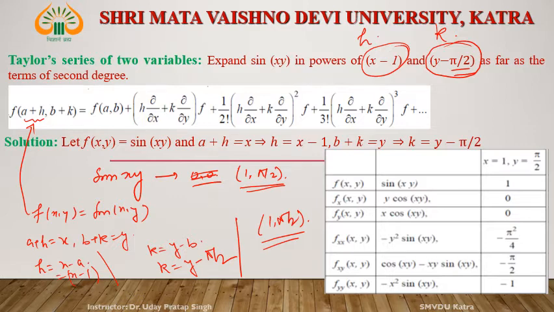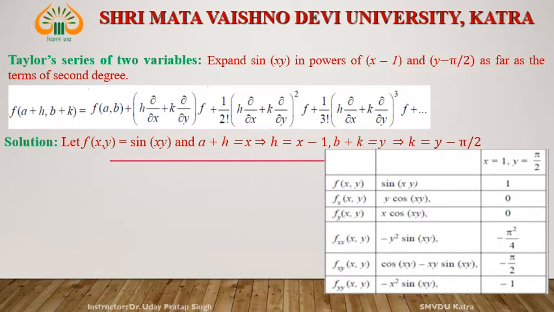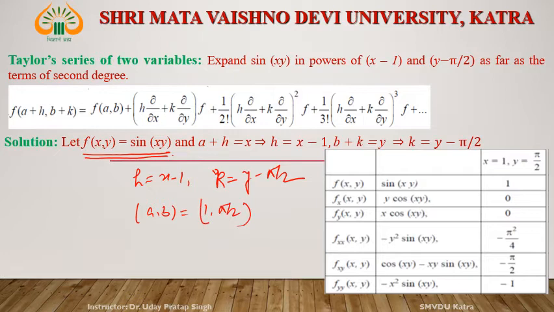See how we expand. The procedure is the same, but instead of the origin 0, 0, we have to evaluate the value of the function and the values of all its derivatives at this point. Everything else is the same as the previous example. Let f of x y be sin xy. Then h is x minus 1 and k is y minus pi by 2. What is a, b? It is 1, pi by 2.